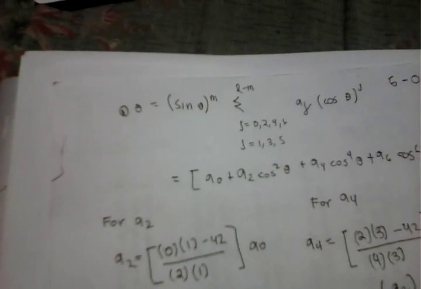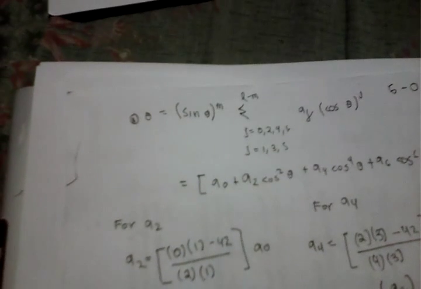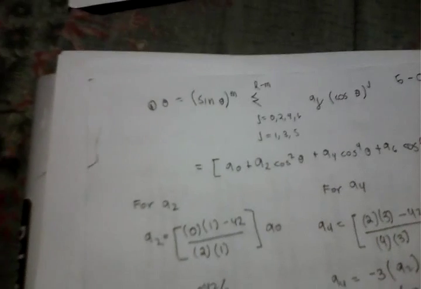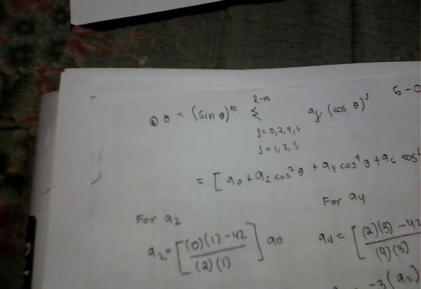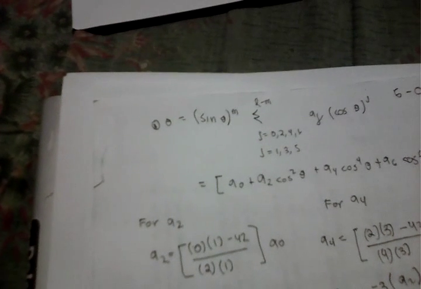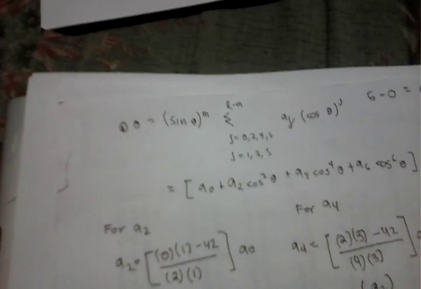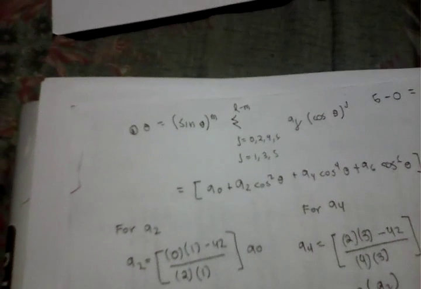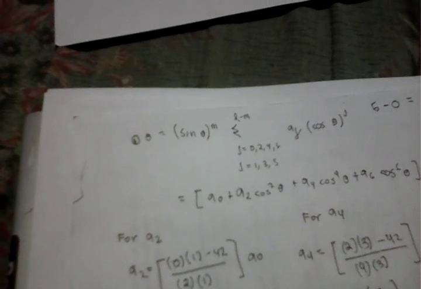And then next, get the harmonic function of the 7i orbital with m equals 0. To get it, use the equation sine theta raised to m, summation of L minus m. If j equals 0, it will be 0, 2, 4, 6. If j equals 1, it should be 1, 3, 5. The summation equals a sub j, cosine theta raised to j.